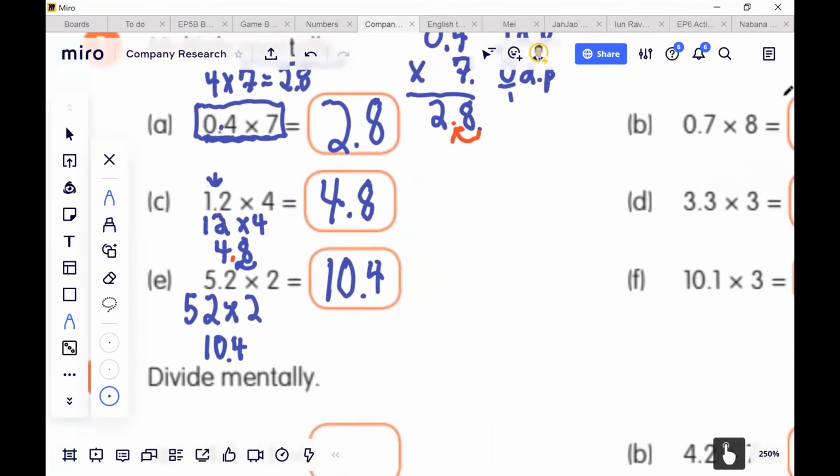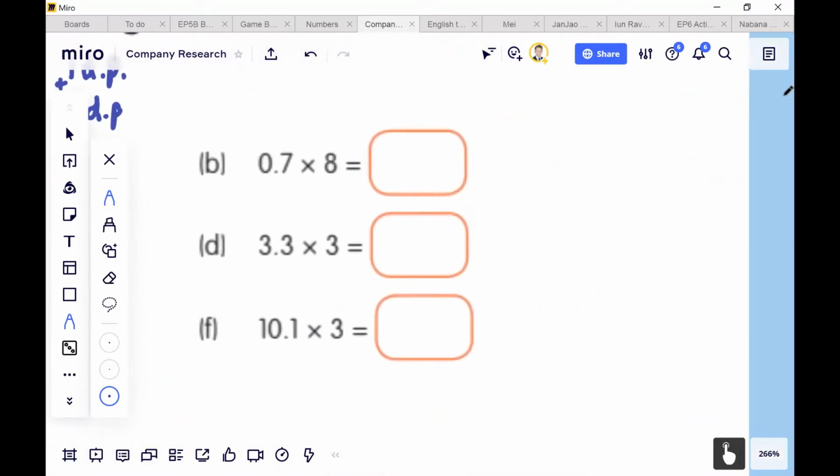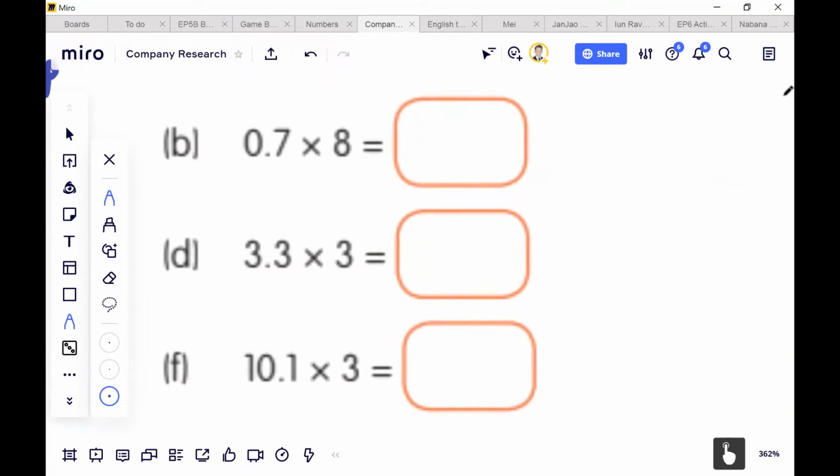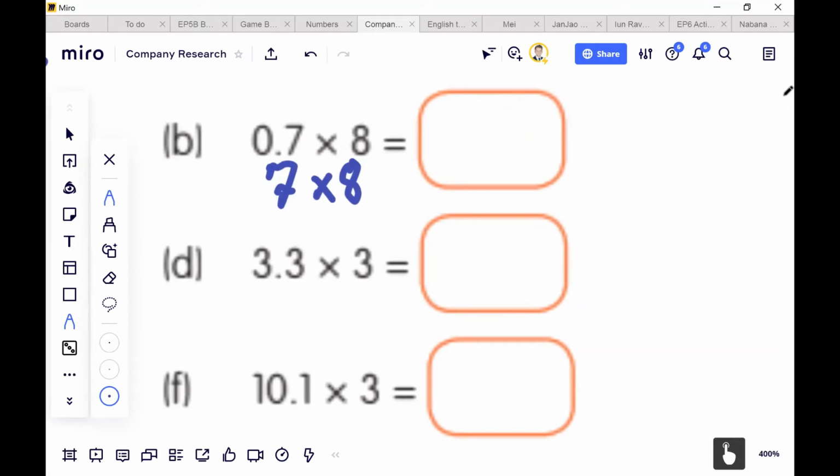All right, I want you to do these next 3 for us as quickly as possible. Okay, so NJ, can you tell me the answer to B for us? B is what? What's 7 times 8, NJ? 7 times 8 is... 56. Yeah, 56, right? Okay, and then how many decimal places are here? Just 1, right?